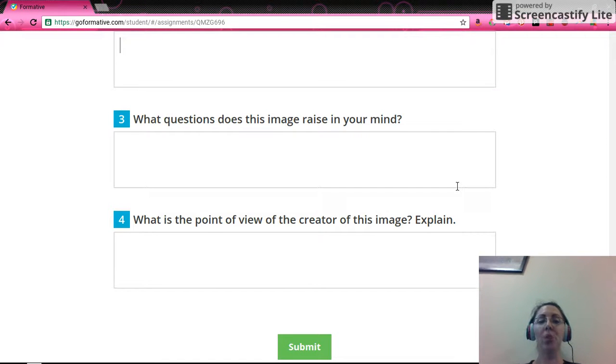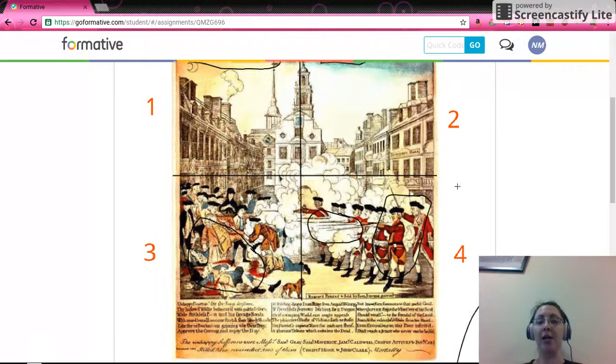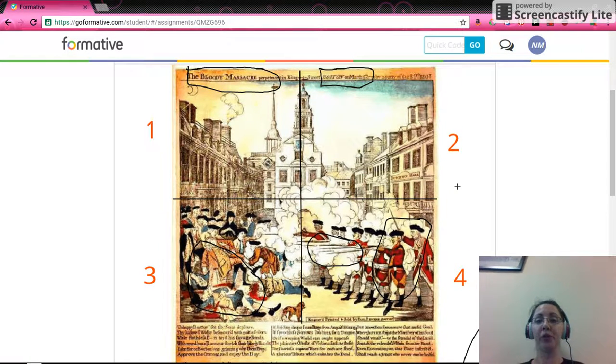Question 4 then asks, what's the point of view of the creator? Whenever we see a historical document, be it a text or an image or a political cartoon, there's a point of view. There's a bias here. Paul Revere was a patriot. I know that as a history teacher, but if you look at this picture, you can clearly see that Paul Revere is making the British look negative. He's showing them opening fire on these unarmed citizens. Why would he do that? Why would he create an image that makes the British look bad? Well, he's anti-British. He is a patriot.